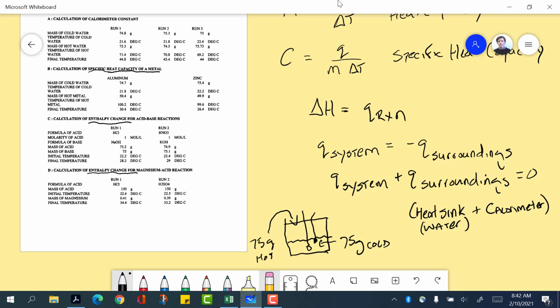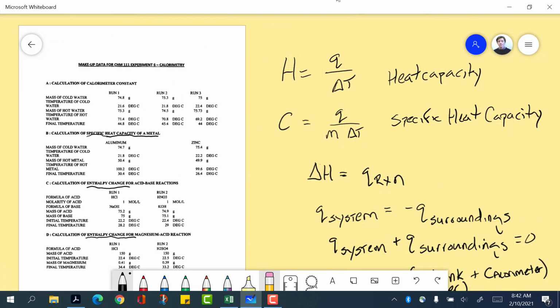And how do we calculate that? All right. Well, we have 3 heat flows we have to take into account.